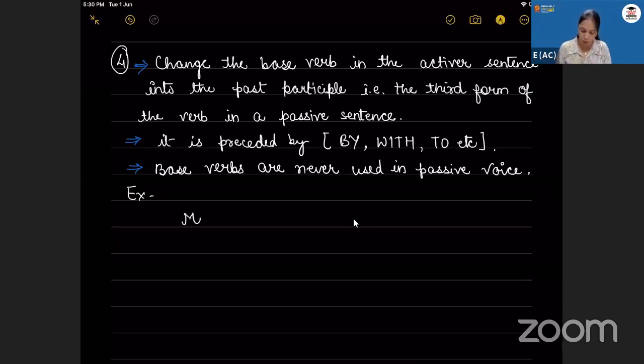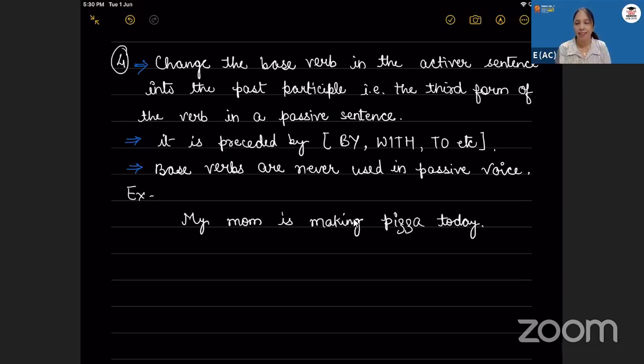My mom is making pizza today. Everyone loves it. Everybody is waiting for it. Mama is making pizza and everybody is waiting. Now everyone will start calling, mom, get ready with the pizza today. This is an active voice, and this is the base form with the ing form attached to it. So my mom is making pizza today.